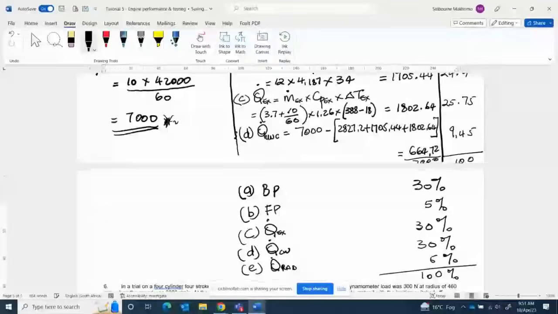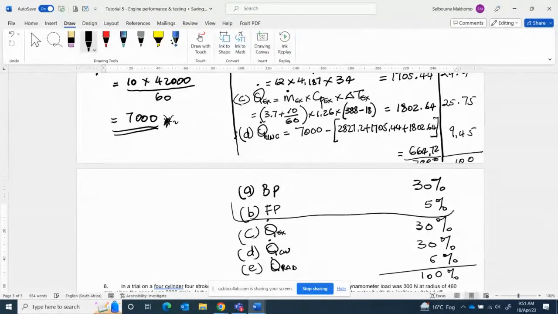In our case, we do not have friction power. Why? Because we do not have indicated power. If we had indicated power, we already have BP, then we would have calculated FP. So you will make use of the information that you have. The one that you don't have, don't worry about it. Even in the lab next week, I'm not sure if you'll be able to get indicated power. If you don't get indicated power, it means that this FP is going to fall away.